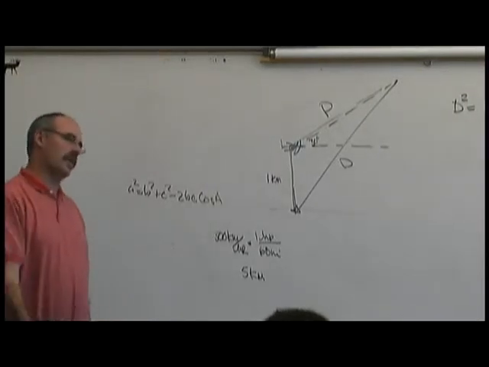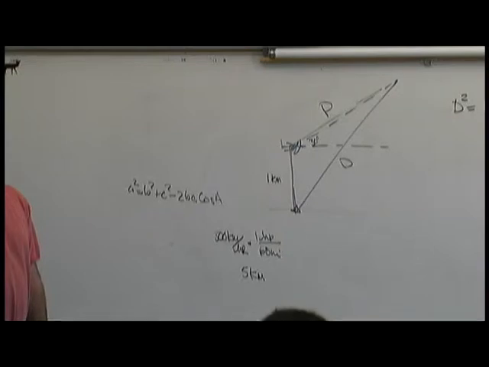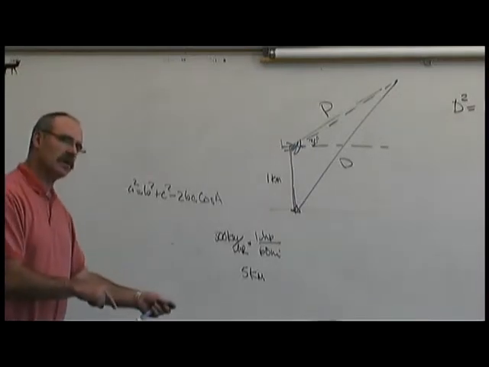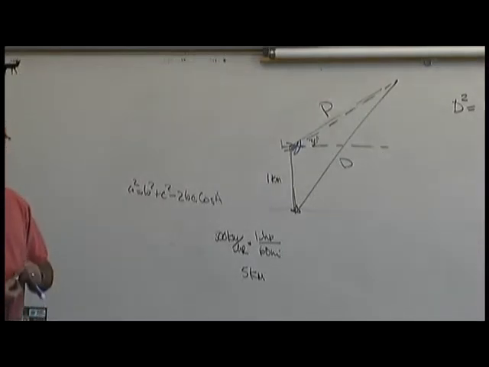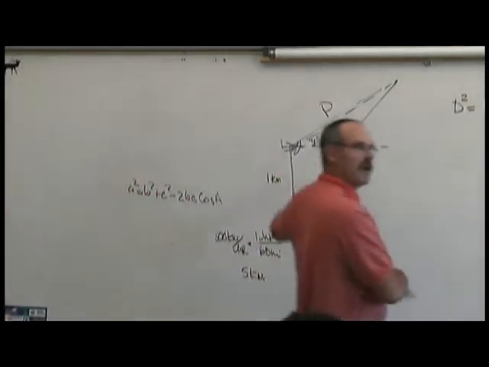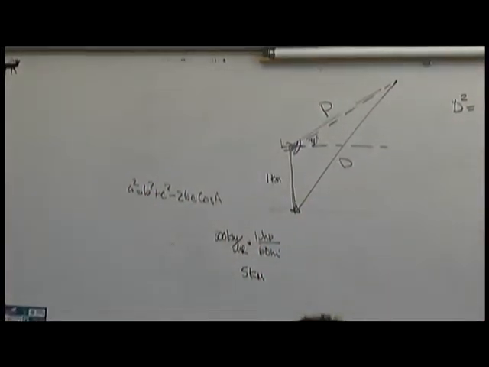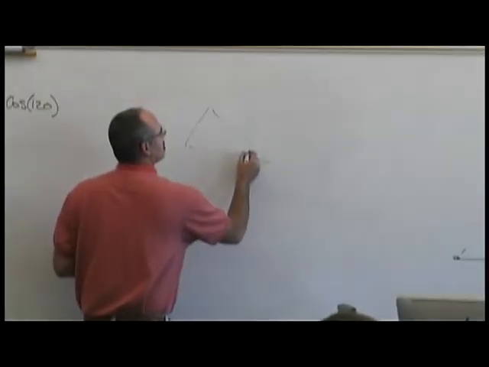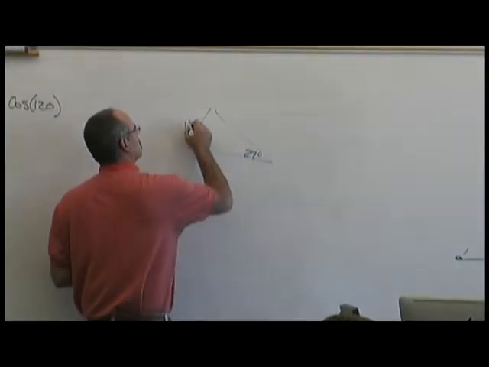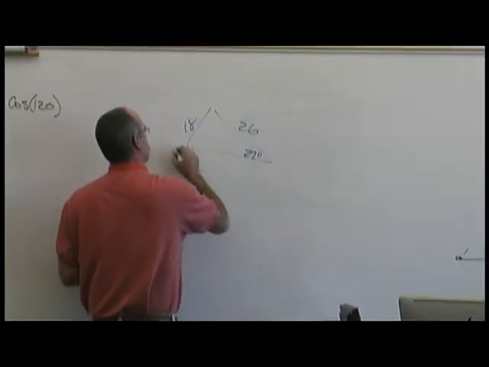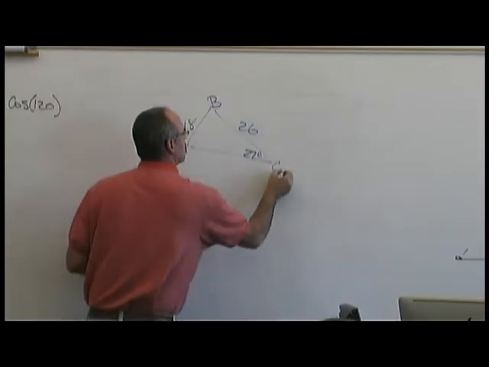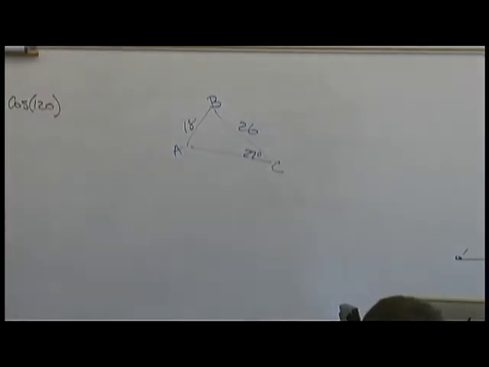That's why I like this problem, because it gives us a chance to review what the law of sines is good for. When do you use the law of sines instead of the law of cosines? In other words, just forget about this problem. We're just going to digress for a moment. Here's a triangle. This is 27 degrees. This is 18. And this is 26. We'll call it triangle ABC, just to be unique. Law of sines solution or law of cosines?